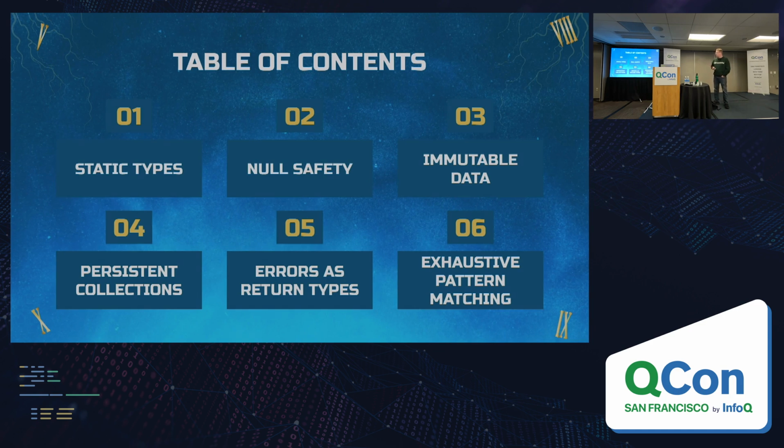These are the six specific language features that I'm going to dive into. First, we'll talk about static types and null safety, which I'm sure are pretty familiar to a lot of folks in the room. Then we're going to talk about immutable data and persistent collections, and then we'll wrap up by talking about errors as return types and exhaustive pattern matching.